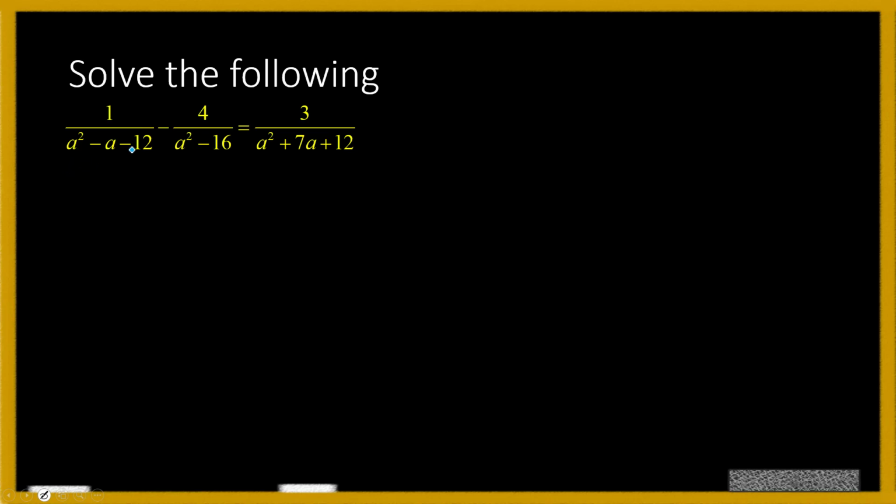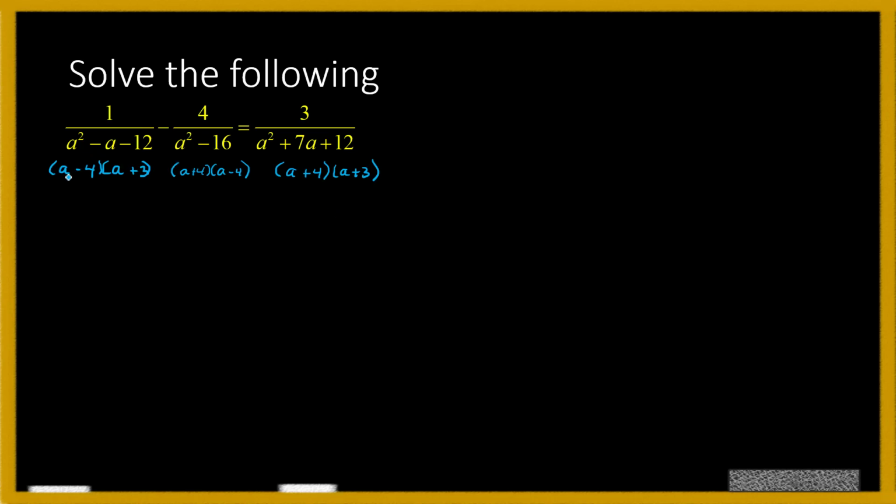So a squared minus a minus 12. We will factor that out first. So we have a minus 4, a plus 3. The second denominator is a difference of squares, a squared minus 16. So that, of course, is going to be a plus 4 times a minus 4. Our third trinomial over here, a squared plus 7a plus 12, is going to factor into a plus 4 times a plus 3.